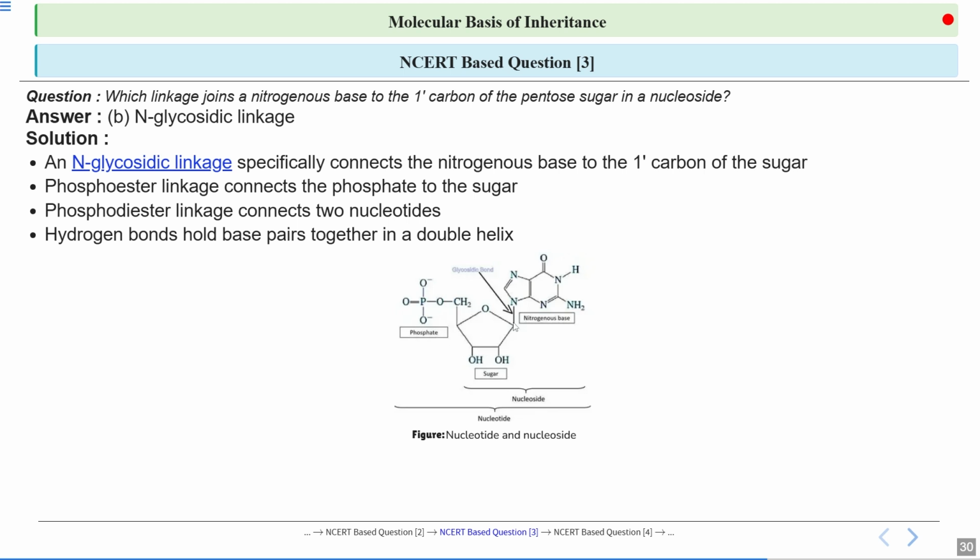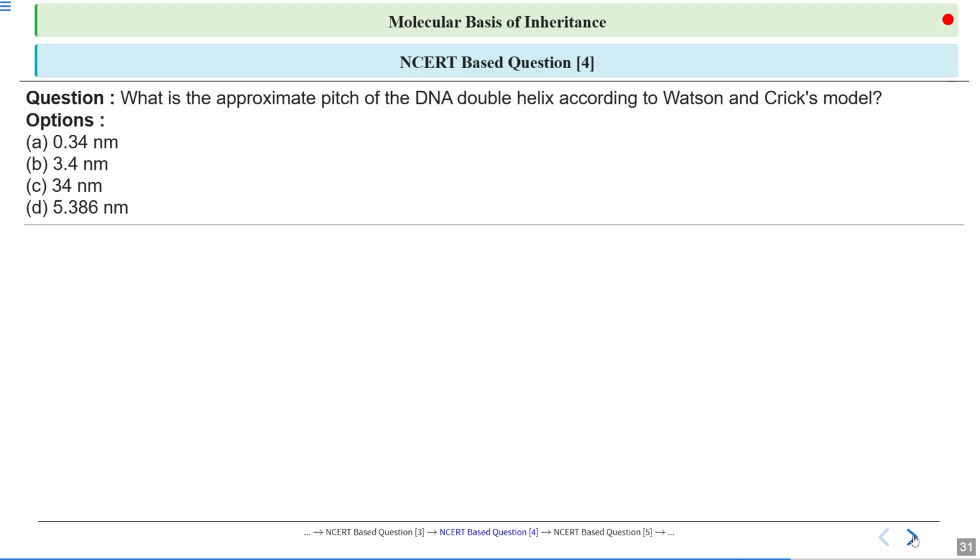Then this is a phosphoester bond, and if there are more than two nucleotides together, then there will be a 3' to 5' phosphodiester bond linkage. Next question.